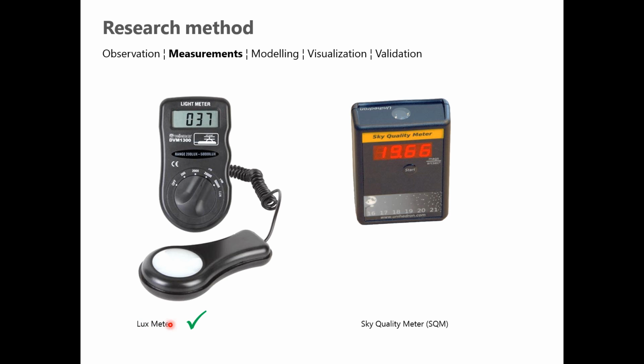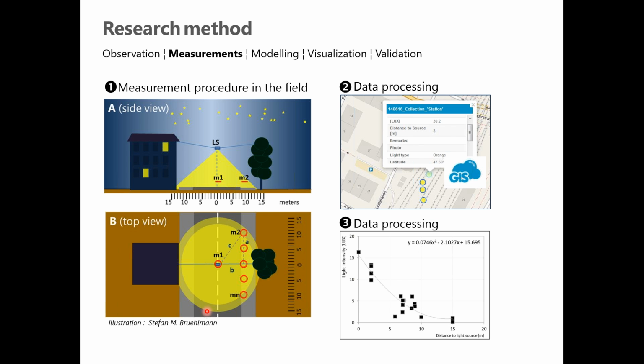So for the measurement part, I went out with a so-called light meter, a lux meter, and I measured each of these categories in the field. This is from the side, this is from the top. I had to find out how the light propagates from the source, which is M1. Of course, here the light is fainter than somewhere in the middle.